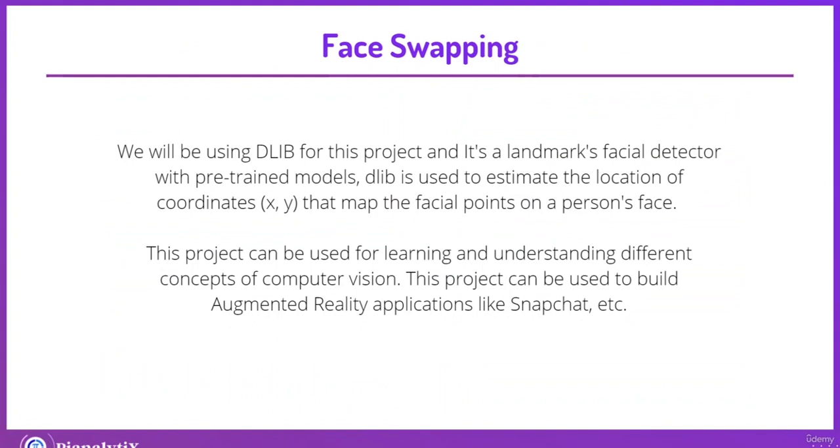So we will be using dlib for this project, and it's a landmark facial detector with pre-trained models. dlib is used to estimate the location of coordinates, that is x and y, which maps the facial points of a person's face. This project can be used for learning and understanding different concepts of computer vision. This project can also be used to build augmented reality applications like Snapchat, etc. So let's move forward and create this project using Google Colab.